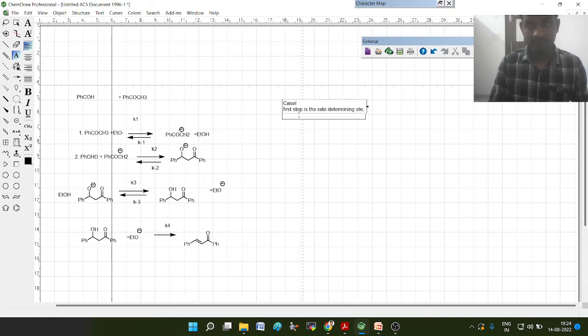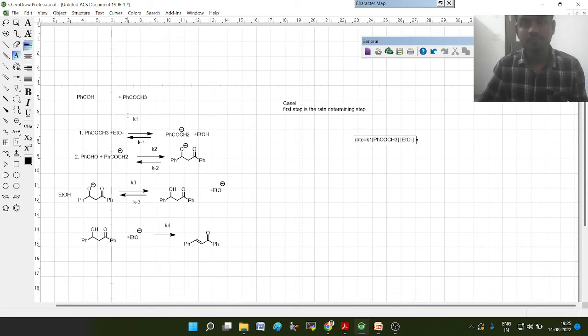If it is the case 1 first, what will be the rate? Our rate will be equal to K1 into the concentration of PhCOCH3, and then into the concentration of EtO minus. I'm just putting minus here, I hope it is visible. So this will be our rate expression if we consider the first step.